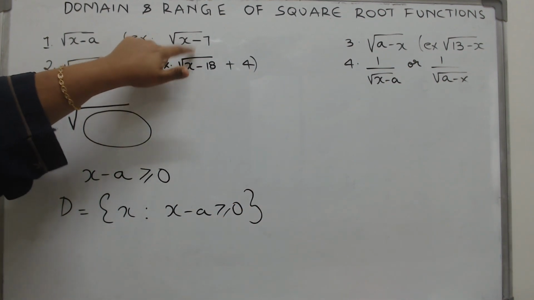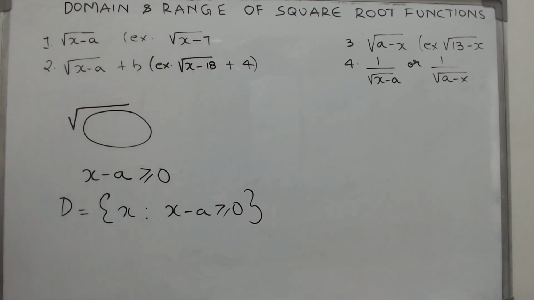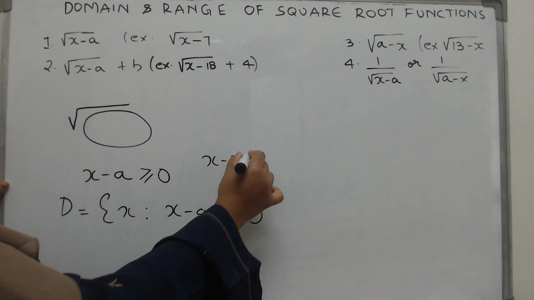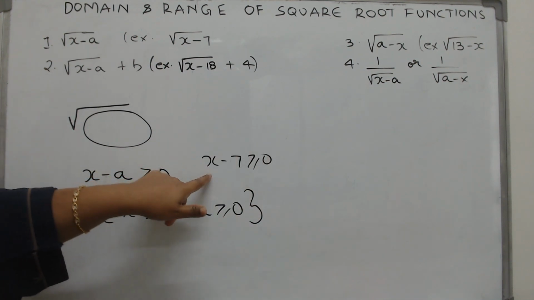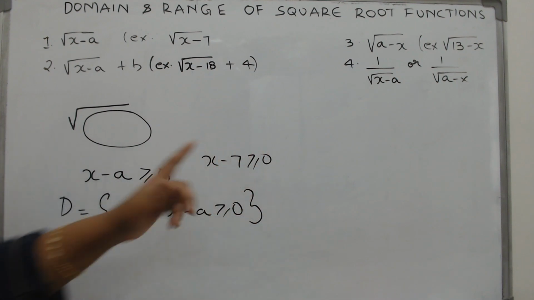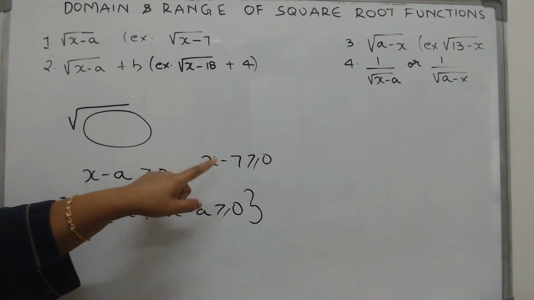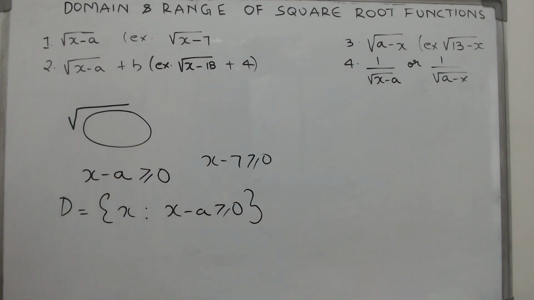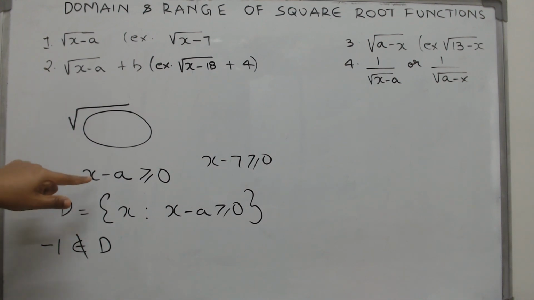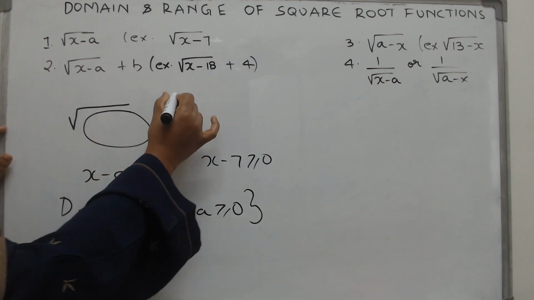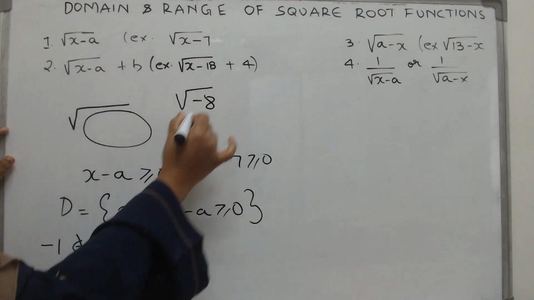If you consider this particular example, which is x minus 7, we are looking for all the numbers for which this is positive. There can be 8 and 9 and 10 and all of that. What can this domain not have? It cannot have, for example, minus 1. Why is that? Because if you put minus 1 instead of x, you are getting minus 8. That means we are talking about the square root of minus 8.